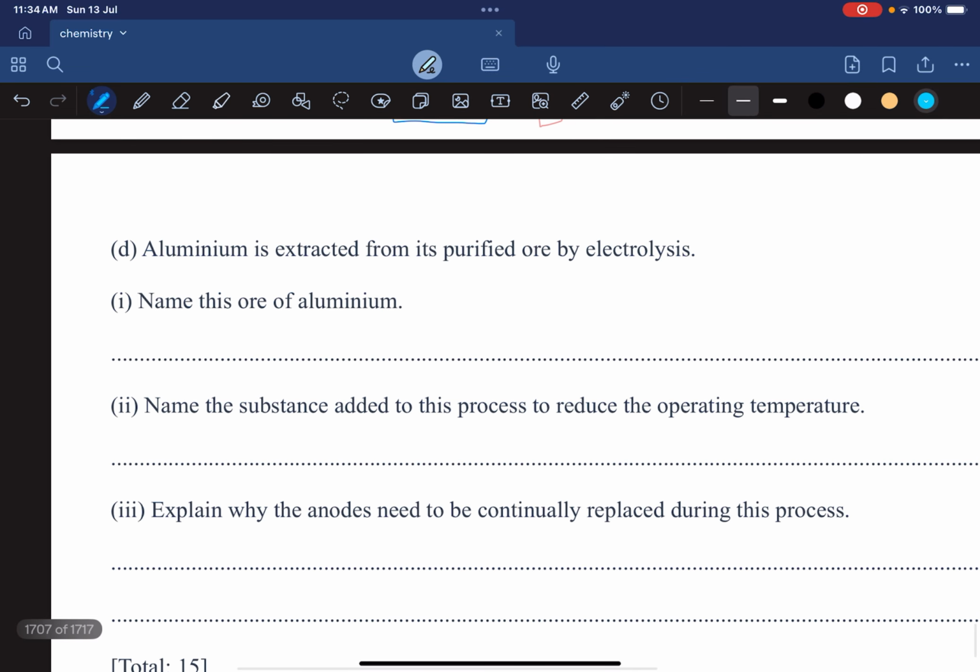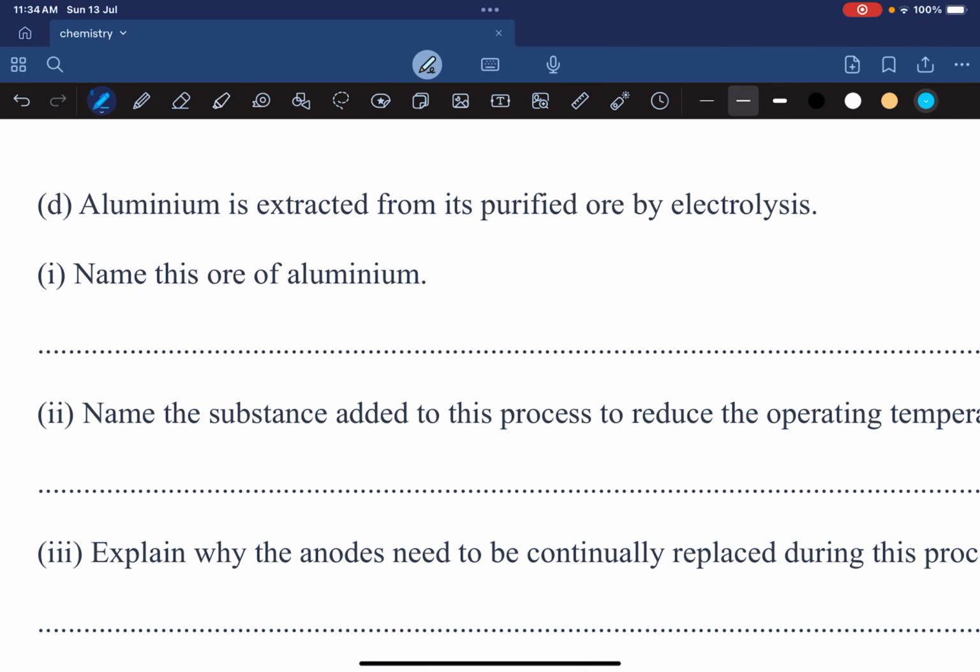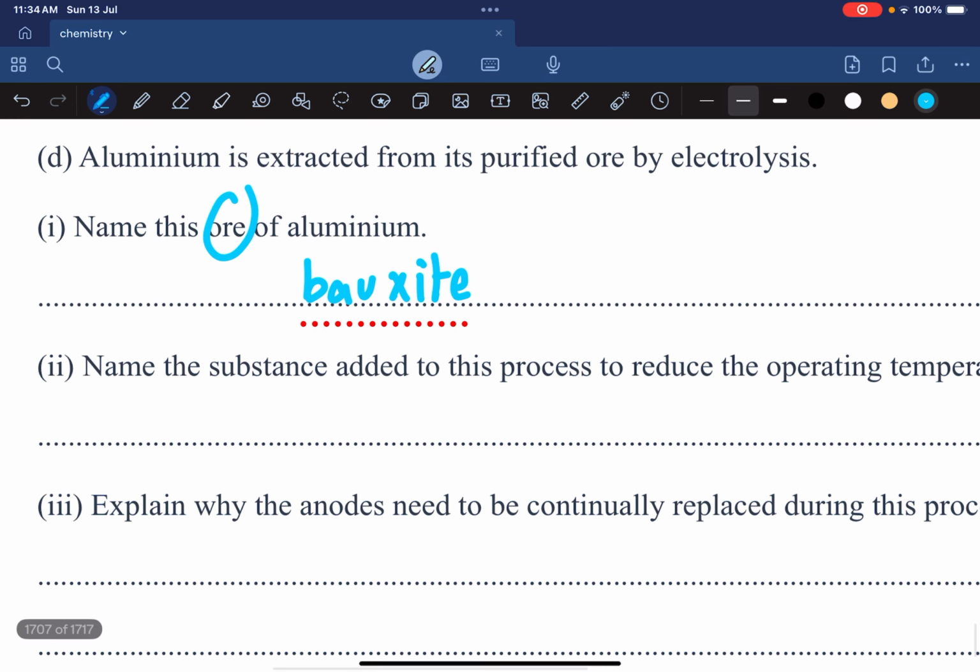Okay. Aluminum is extracted from its purified ore by electrolysis. The bauxite is the name of the ore. Name the ore of aluminum: bauxite. And for what type of material do you use cryolite? And for iron, what is the name of the ore of iron? Hematite. These are just simple substances.